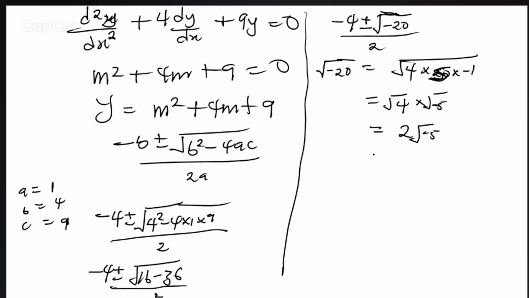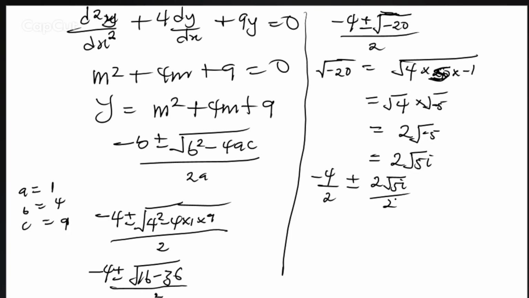And what is root minus 5? Root minus 5 will simply tell you that this is a complex root. Are we together? So root minus 5 can also be written as 2 root 5i, telling you that you have a complex root. So if you take this back to your given equation, you'll simply have minus 4 divided by 2 plus or minus 2 root 5i divided by 2. Are we together?